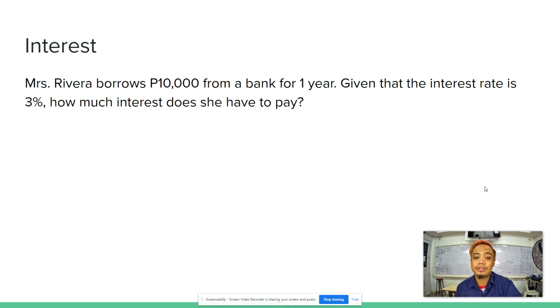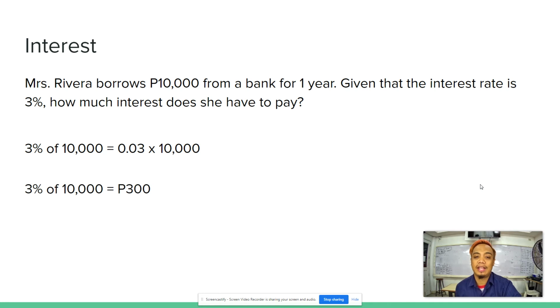Mr. Rivera borrows 10,000 from a bank for 1 year. Given that the interest rate is 3%, how much interest does she have to pay? 3% of 10,000 is equal to 0.03 times 10,000. That is how we will look for the 3% of 10,000. And that is 300 pesos. Therefore, she has to pay an interest of 300 pesos at the end of the year.